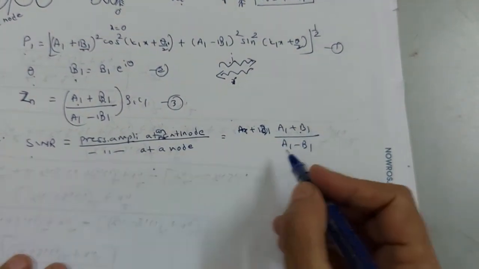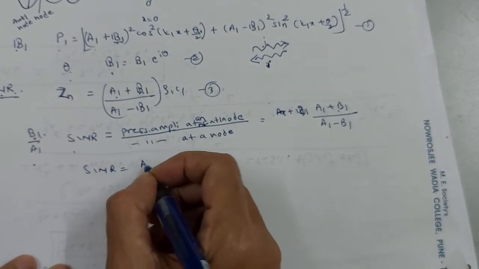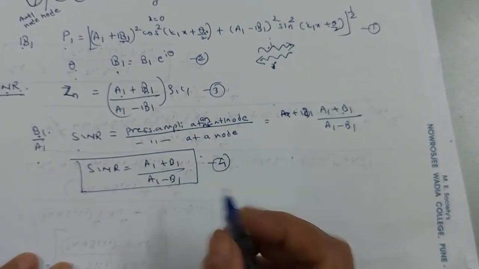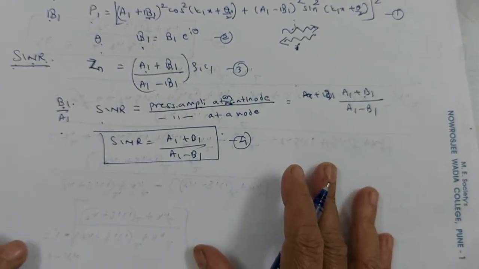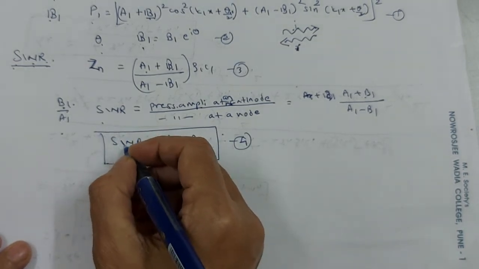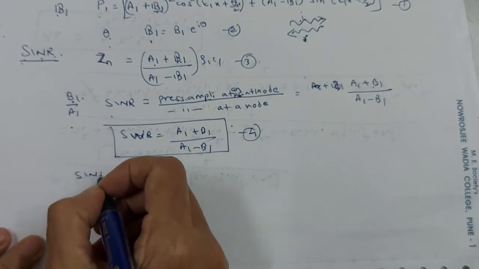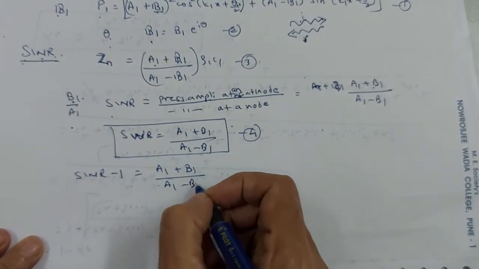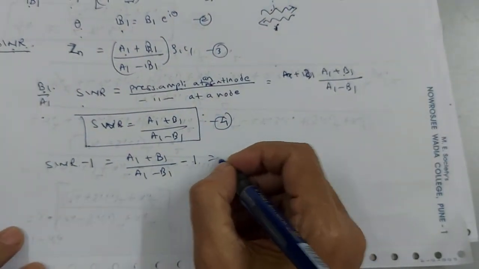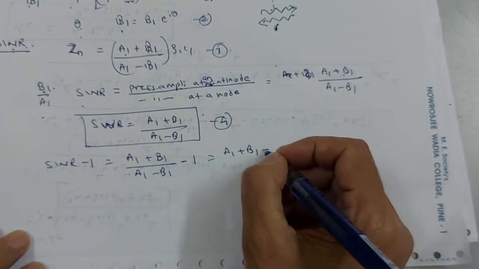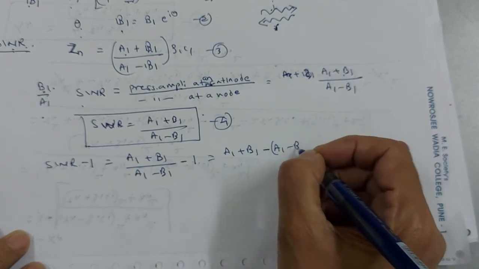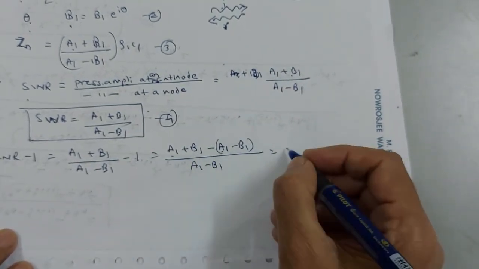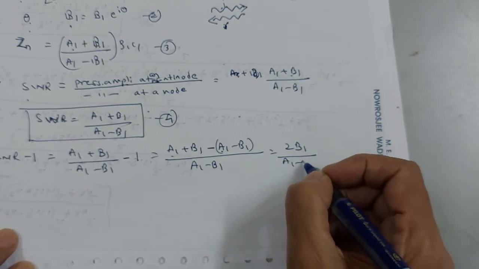So what is my definition of SWR? I'll write it again. SWR is basically A1 plus B1 divided by A1 minus B1. A very, very important relation, equation number 4. Now, I'll try to subtract 1 from SWR. So SWR minus 1 is A1 plus B1 upon A1 minus B1 minus 1. How much will this be? A1 plus B1 as it is, minus A1 minus B1, divided by A1 minus B1. A1 gets cancelled, and this becomes 2B1 divided by A1 minus B1.